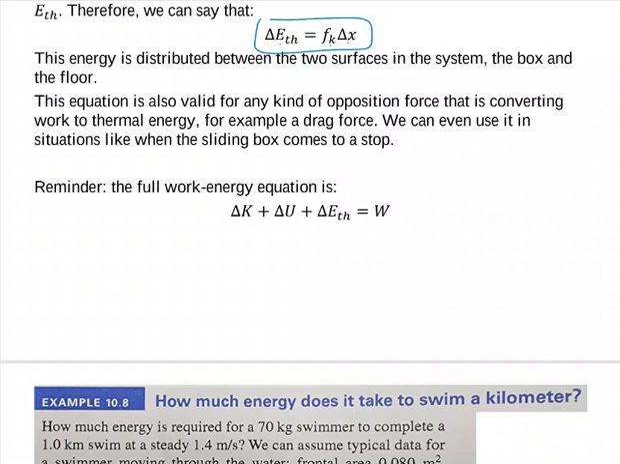So remember our work energy equation. We always come back to that. I keep reminding you guys. Our full work energy equation is this guy. This is delta kinetic, the change in kinetic energy, plus the change in potential energy, plus the change in thermal energy equals work. So if we did have a change in kinetic, a change in potential and a change in thermal right now, all of that would add together to equal the work that's being done. In this case, we just have a change in thermal.